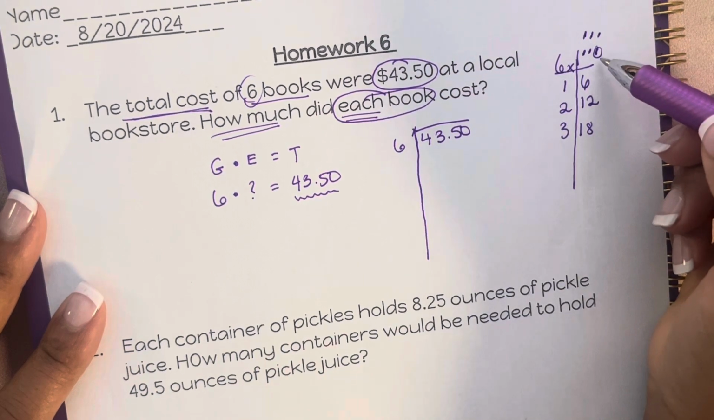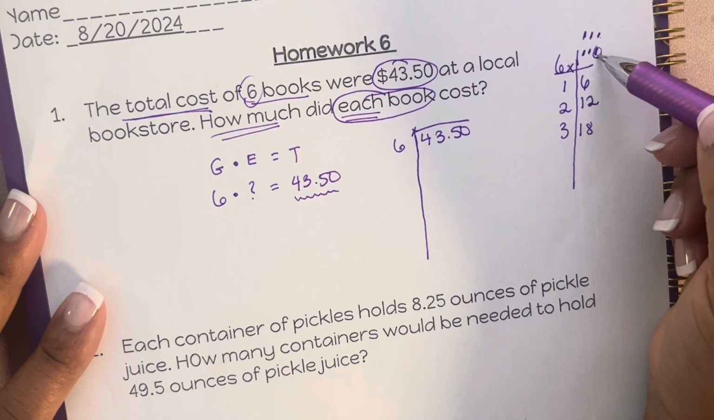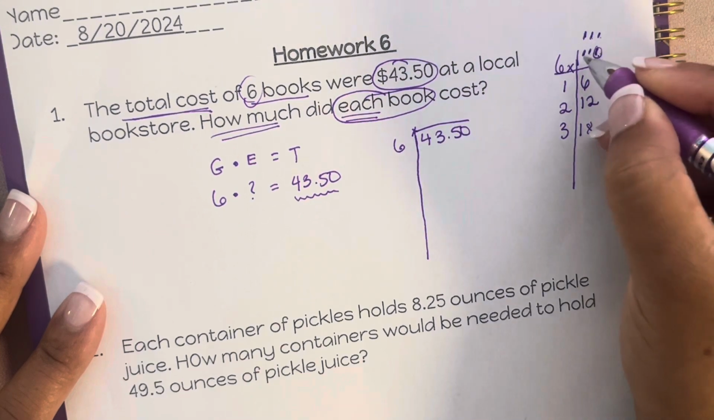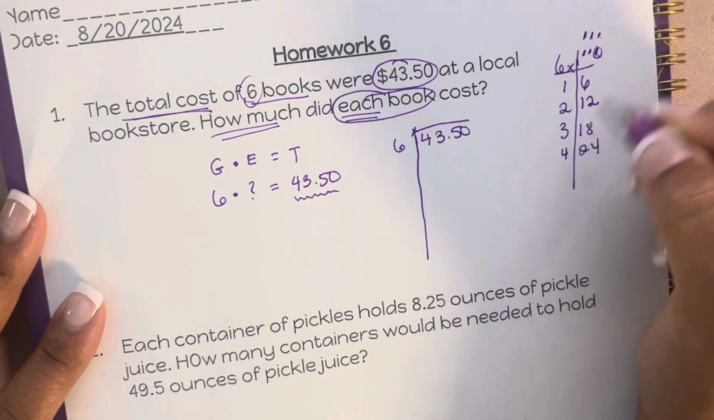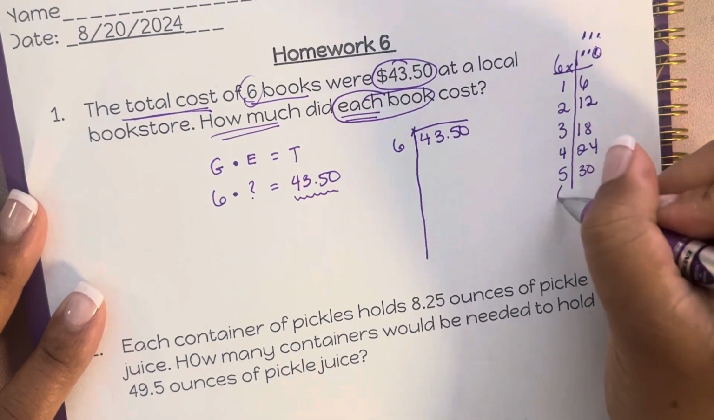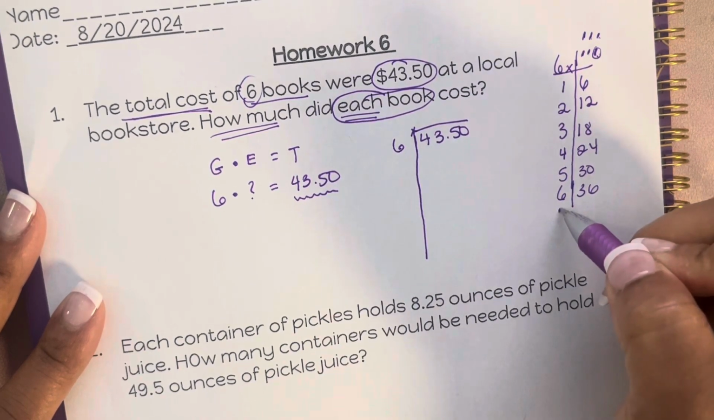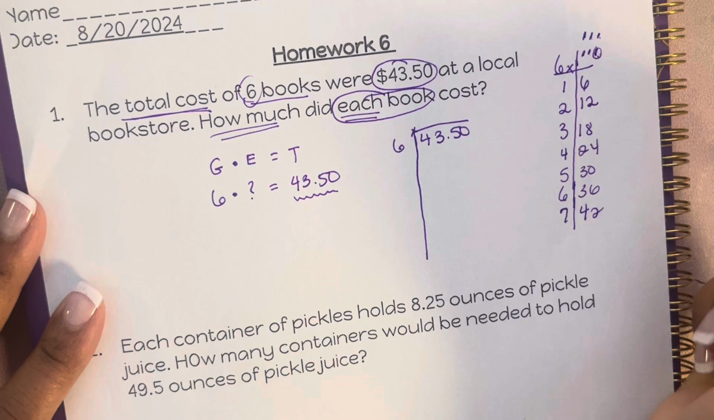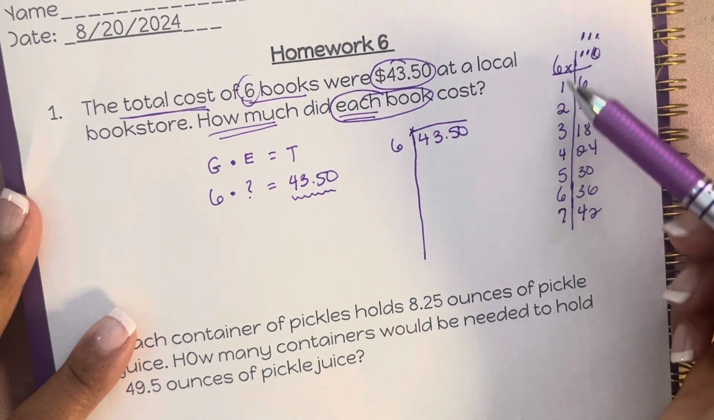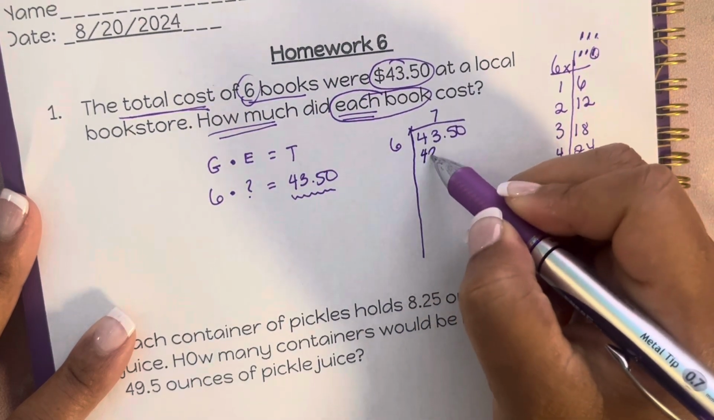And whenever you get to this circle, you write that number down: 1, 2, 3, up through 30. All right, and then we have 36, 42. Okay, so 6 times what number? 6 times 7 is going to give us 42.